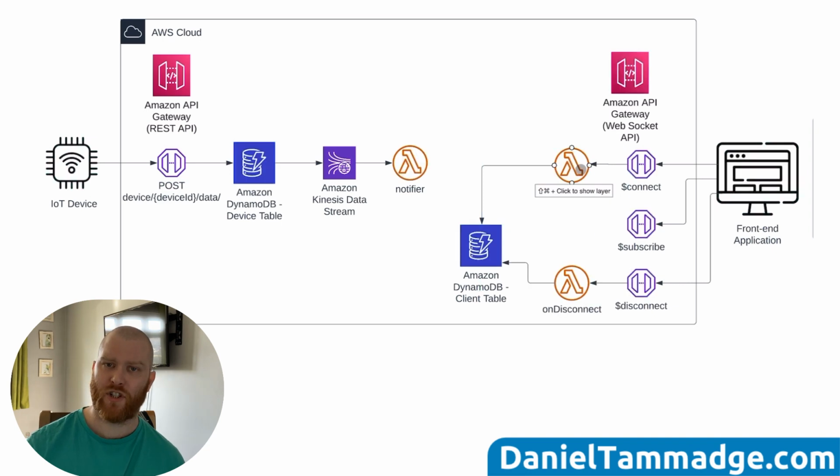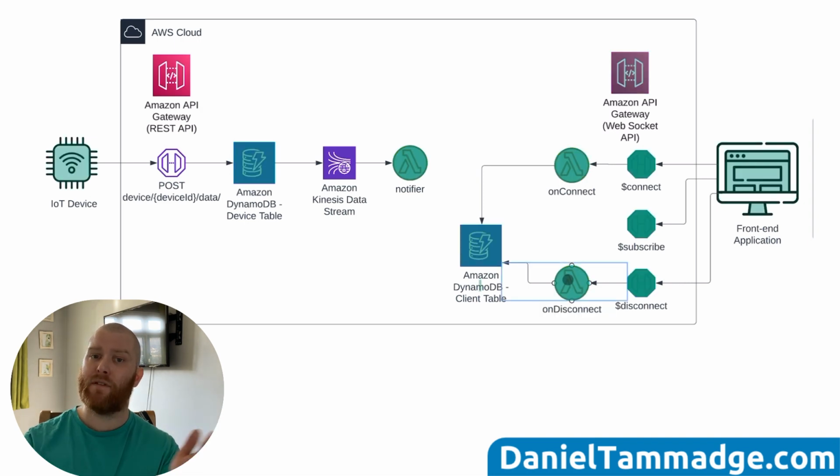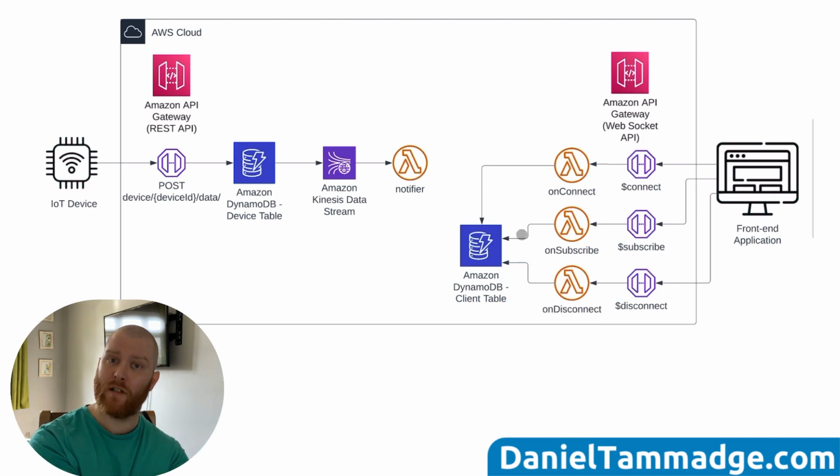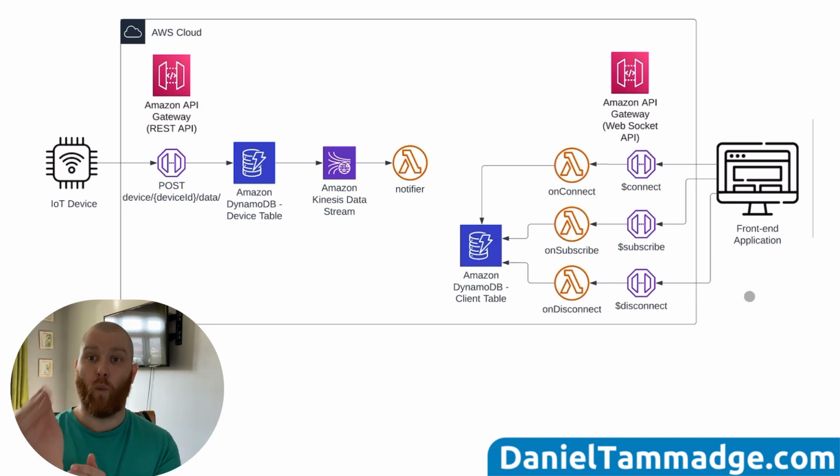Fourthly, a Lambda function that serves the disconnect route and removes the client details from the DynamoDB table on disconnect. And optionally, a Lambda function that serves the subscribe route. The function could modify the client subscription settings in the DynamoDB table. This is if we want clients to specify what events to receive and for what.